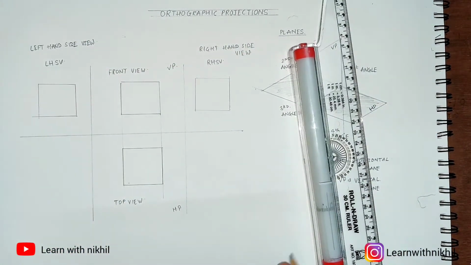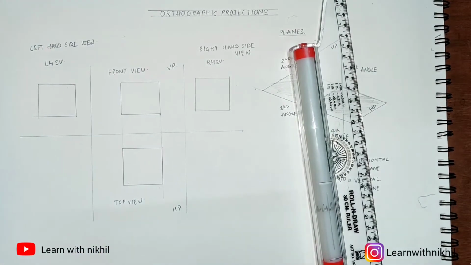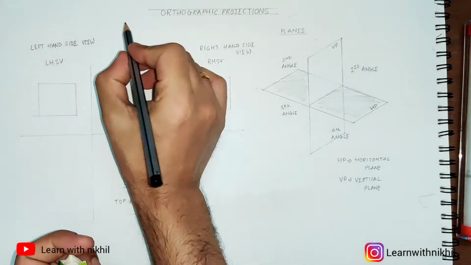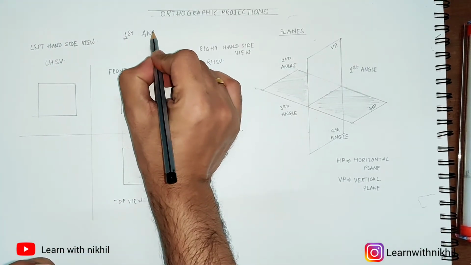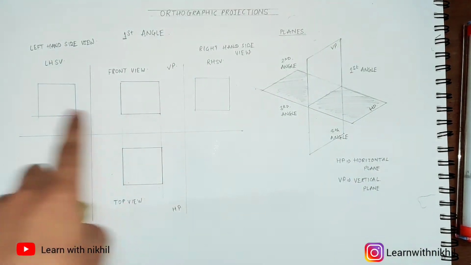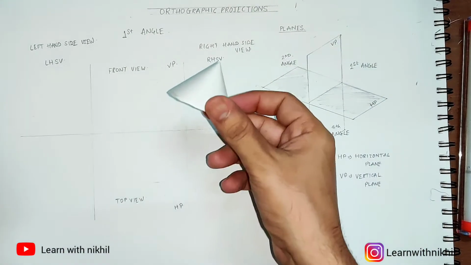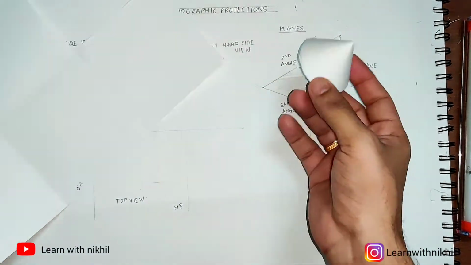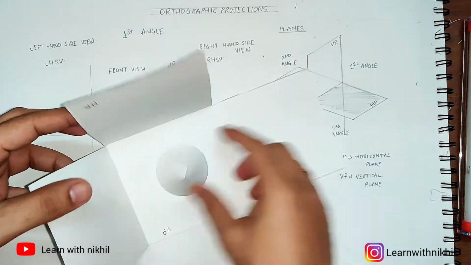So this is the whole projection of converting a three-dimensional cube into a two-dimensional plane. And this is all done in first angle method, that is in first quadrant. Now we are taking a cone. I'll just take an example of a cone. Same in the first angle.